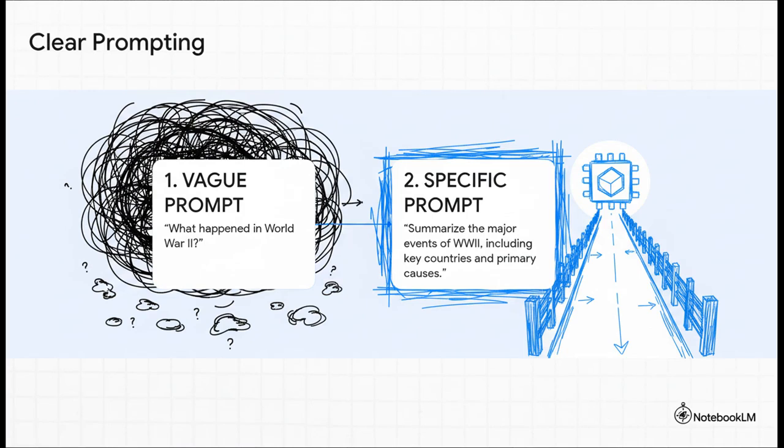Just look at the difference here. A vague prompt like, "What happened in World War II?" gives the AI this massive open field to wander around in, which dramatically increases the chance it gets lost. But a specific, detailed prompt provides guardrails. It guides the model towards the factual, relevant information you're actually looking for.